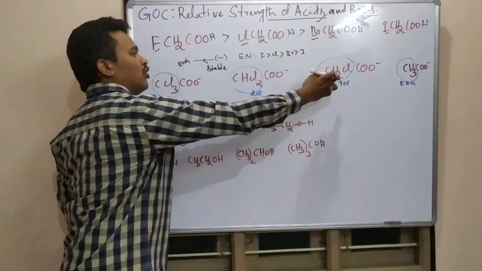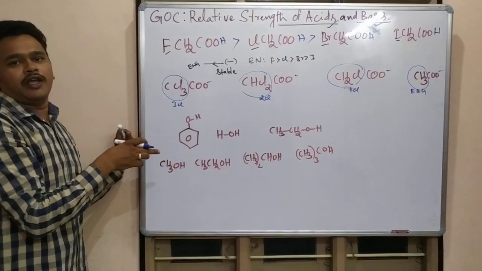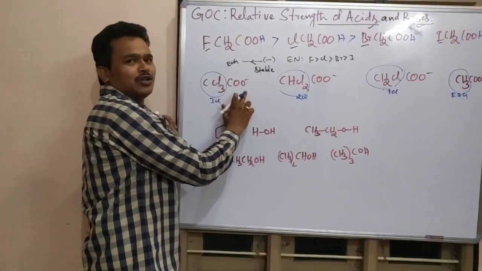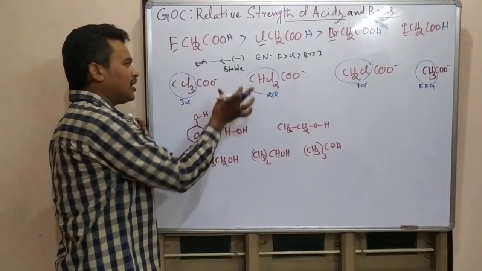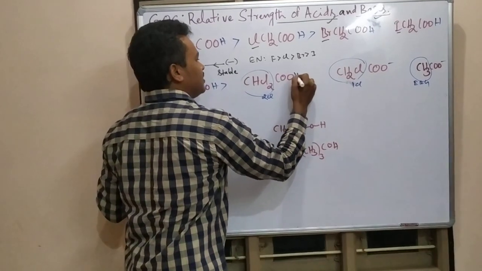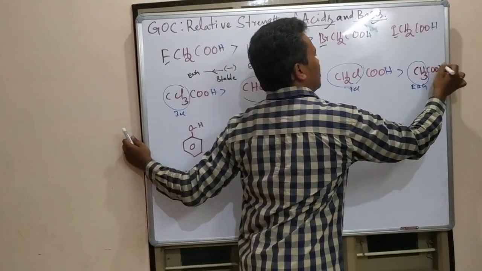They are all withdrawing. Chlorine withdrawing, 2 chlorines more withdrawing, 3 chlorines more withdrawing. So more withdrawing means it will be more stable, so the corresponding acid will be stronger. So what is our acid order? This acid is stronger than this, which is stronger than this one.